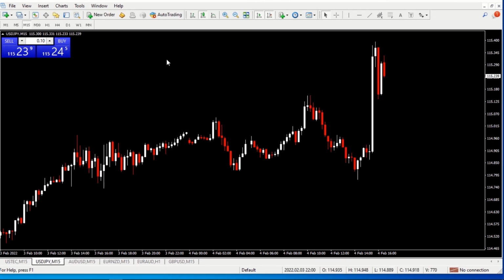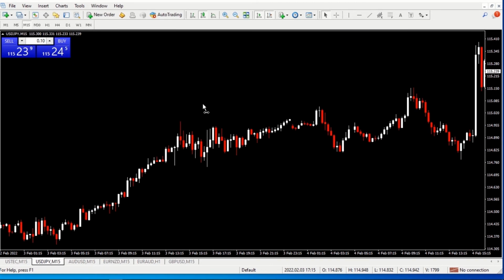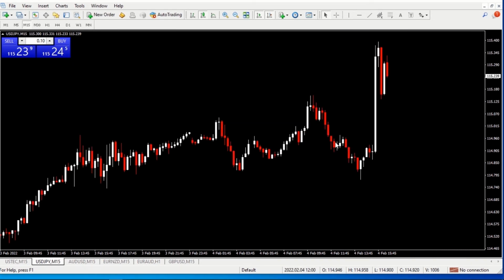So if you want to enter a trade at this price level, then you have to wait for this first bullish candle to finish forming. Immediately after it has formed, then you enter your buys. Let's look at another case study.